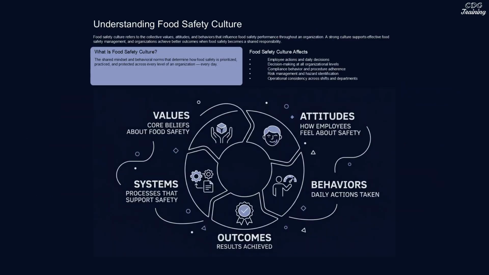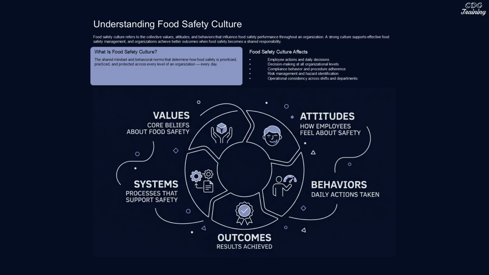Food safety culture is defined by the shared values, beliefs, and behaviors that determine how food safety is prioritized and managed within an organization. A strong culture supports effective food safety management by influencing daily actions and attitudes. The diagram illustrates the core components of food safety culture: values, attitudes, behaviors, systems, and outcomes. Each element plays a crucial role in shaping how food safety is perceived and implemented across the organization.